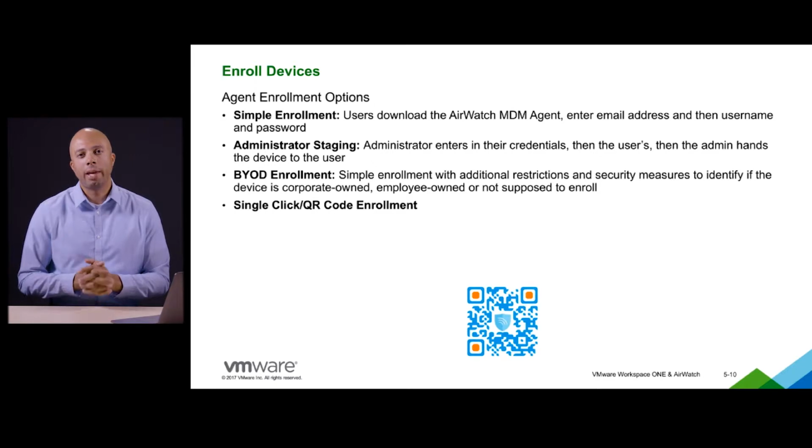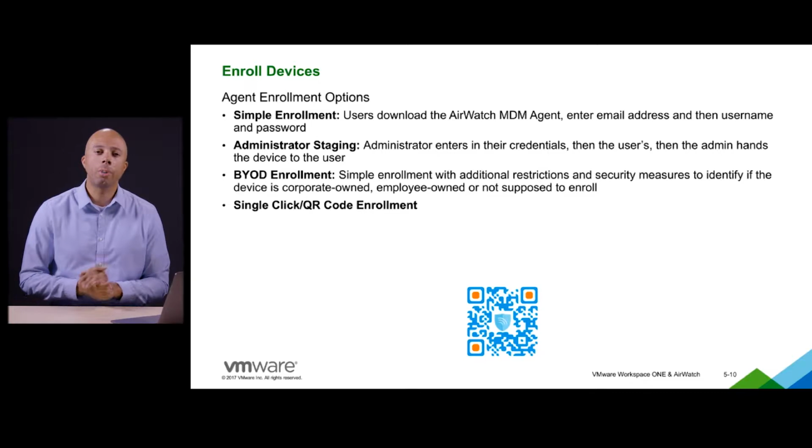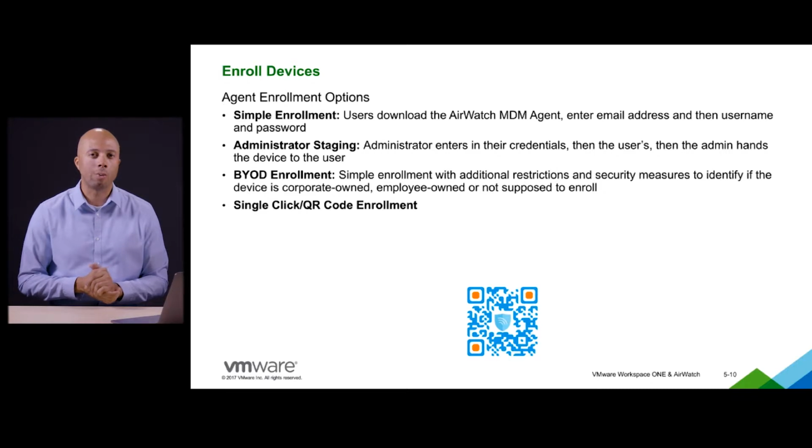So when you're enrolling your device with the agent, what you're really doing is either a simple enrollment. You can download the agent and enroll with credentials, or we can enroll the device on behalf of the end user. We can do an administrative enrollment, where we set the device up, we stage it for the user, and then we hand it off to them where they enter their own credentials. We can do a BYOD enrollment where maybe we don't manage the entire device. Maybe we do a container or a Workspace ONE mobile application management only. Or we can allow them to still use the agent, but maybe do a single click or QR code enrollment using proxies or that scannable QR code within the agent itself.